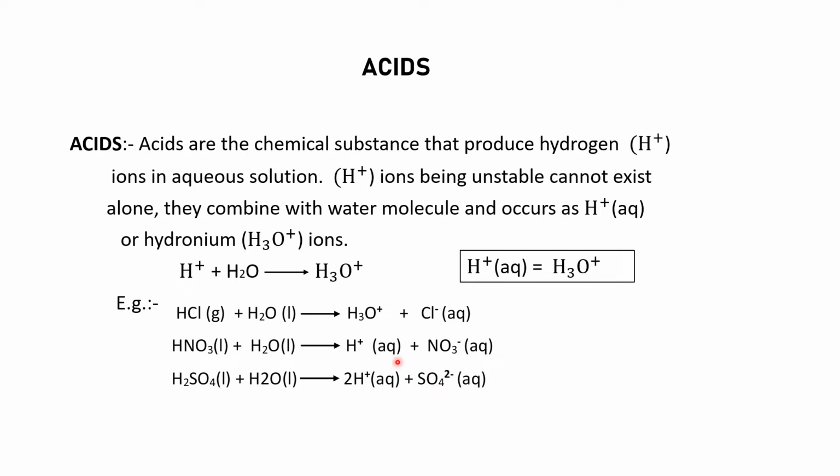So in all these cases you will find that acids, when dissolved in water, first form hydrogen ion, and since these hydrogen ions are unstable, in order to gain stability they combine with a water molecule and form hydronium ion, which is comparatively more stable than H+ ion. That's why there is formation of hydronium ion.